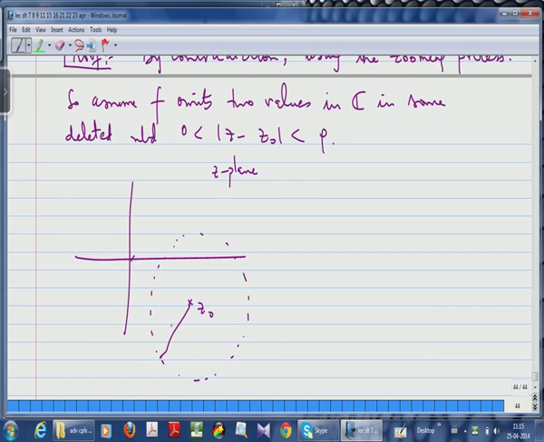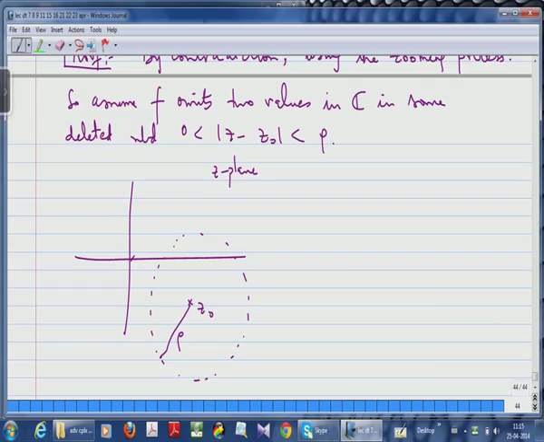This disk with radius rho, and on this disk f doesn't take two complex values. That means there are two distinct complex values which f will never take. It may not take many more values also, but at least two values it misses. Okay. And what am I going to do?